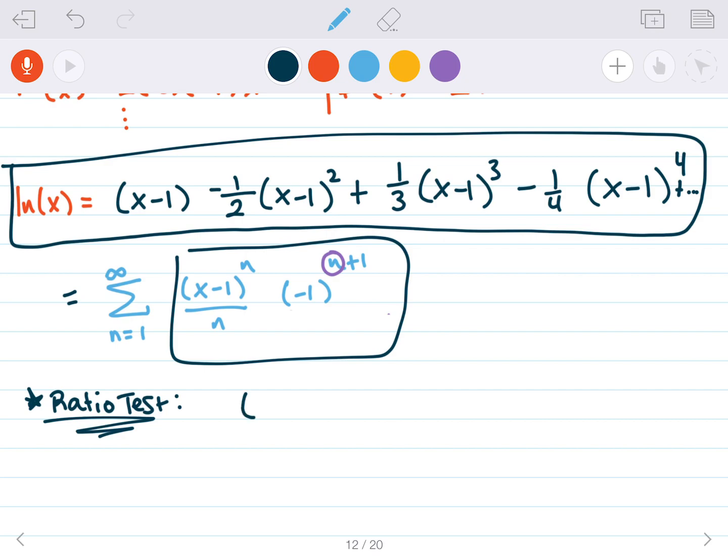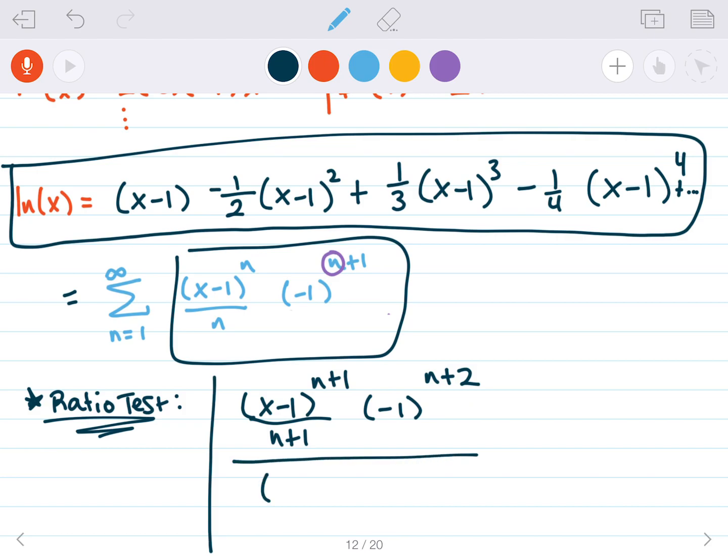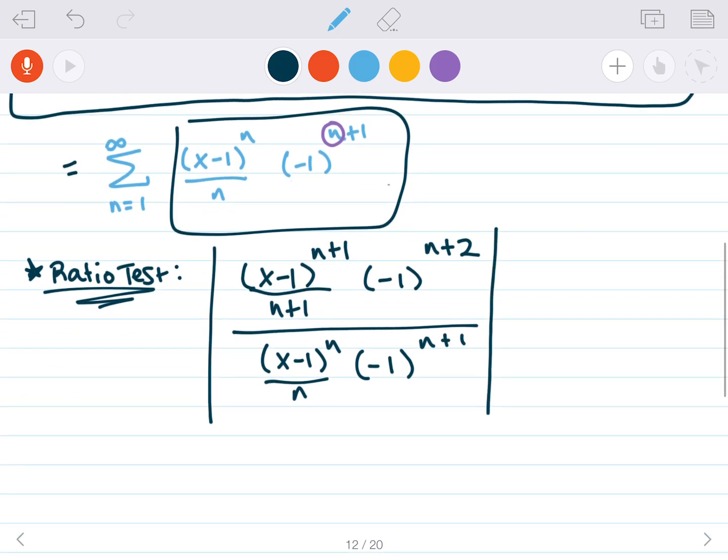So when I plug in n plus 1, I get x minus 1 to the n plus 1 over n plus 1. I'm just plugging in n plus 1 anywhere I see an n. Negative 1 to the n plus 2. So that's the absolute value, and that's going to be divided by just the regular formula, which is x minus 1 to the n over n, negative 1 to the n plus 1. All right, this is a mess. Let's clean it up. Negative 1 to the n plus 2 over negative 1 to the n plus 1. Well, it doesn't matter. The absolute value of negative 1 is always 1, no matter what. So basically, we can get rid of these, right? Always, no matter what n is, the absolute value of negative 1 is going to be 1.